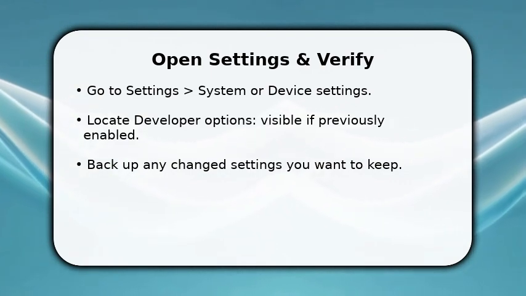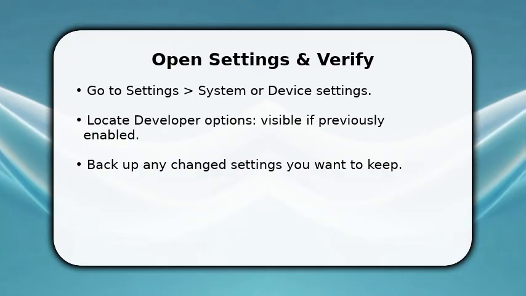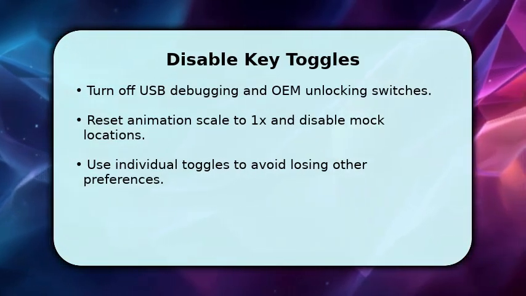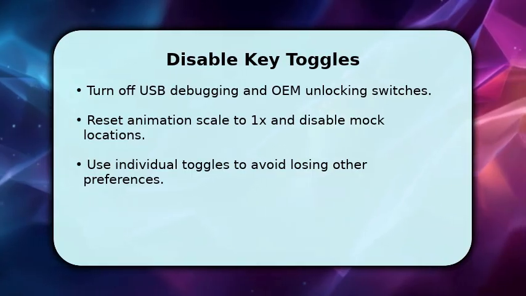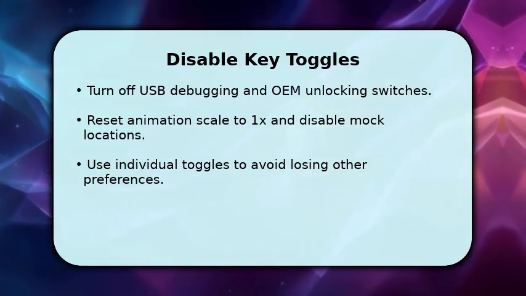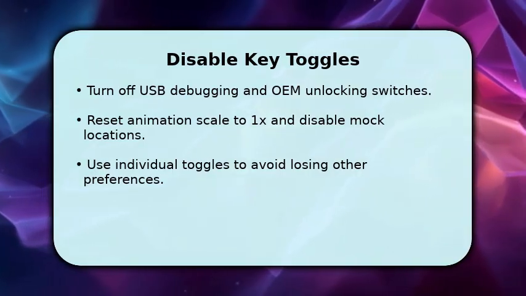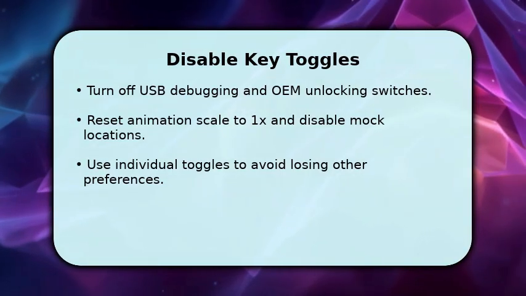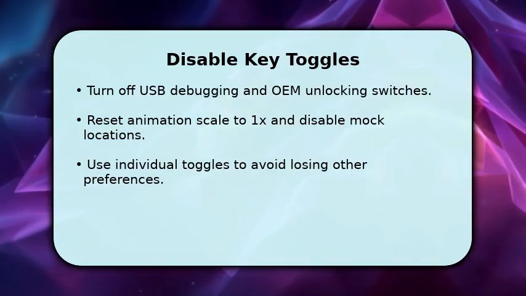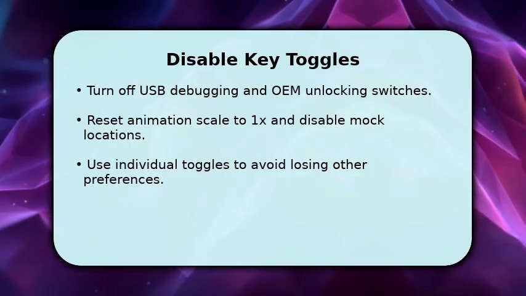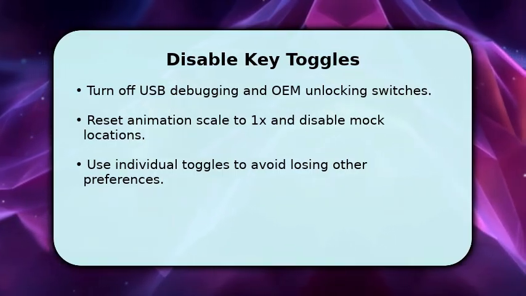Once inside Developer Options, you'll methodically switch off risky toggles. First, disable USB debugging and OEM unlocking to stop developer-level access and potential unauthorized installs. Then set Window, Transition, and Animator Duration scales back to 1x to restore normal UI timing. Also turn off mock locations and background process overrides to prevent apps from behaving oddly.